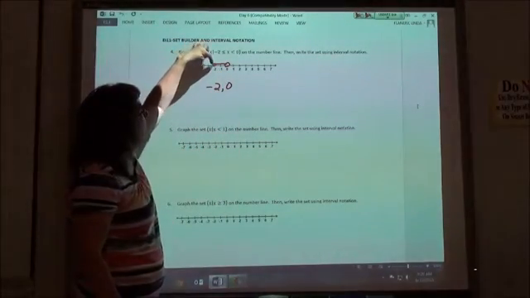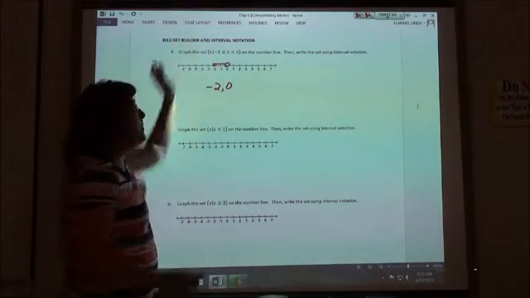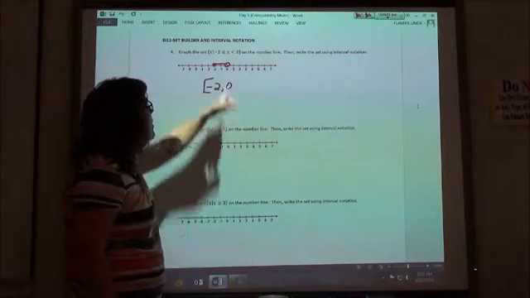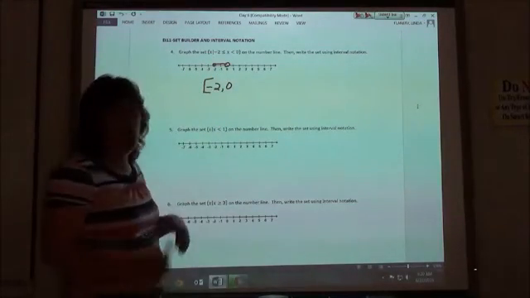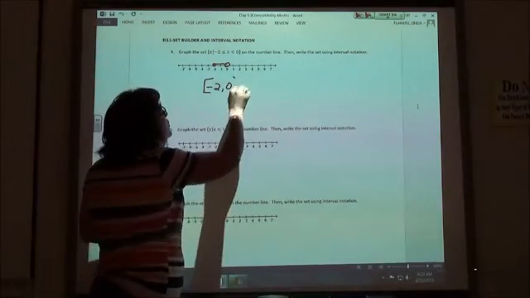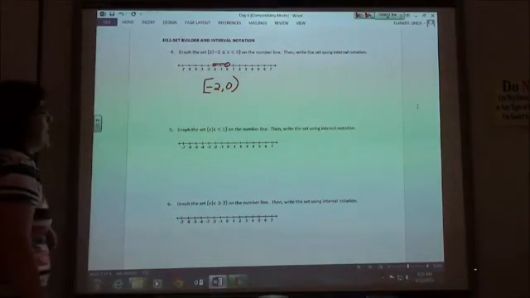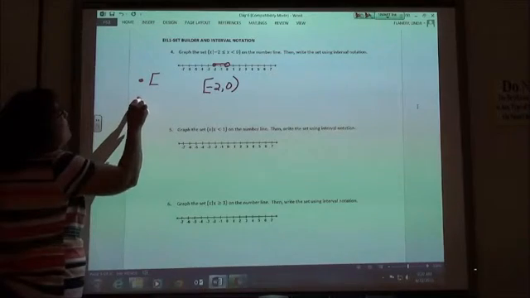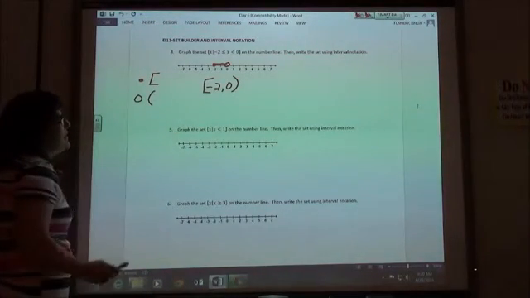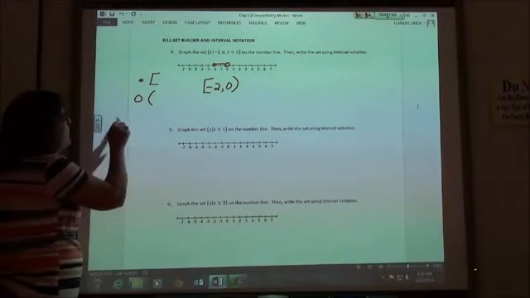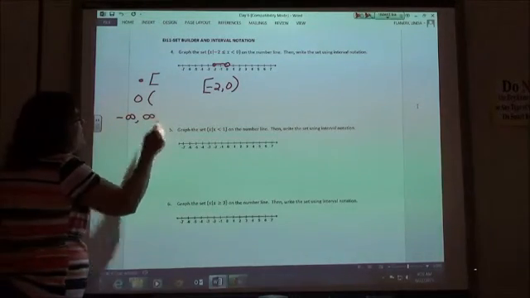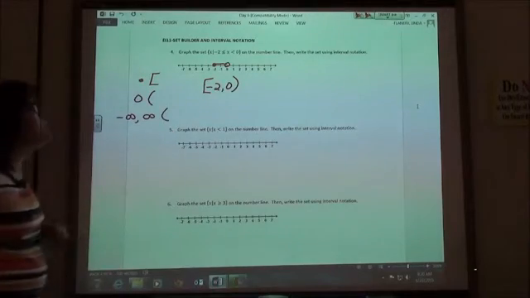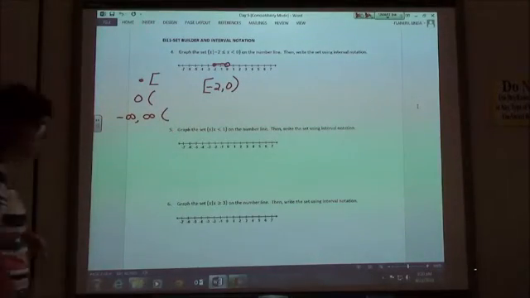The -2 has the filled in circle, so that means it's going to have a bracket to show that we are including the number. The 0 has an open circle, which means we're not quite to the 0, so that end's going to have a parenthesis. So when we have the filled in dot, we use a bracket. When we have an open circle, we're going to use a parenthesis. And we haven't talked about it, but if you have negative infinity or positive infinity, you also can't be on those, so those will have parentheses next to those also.